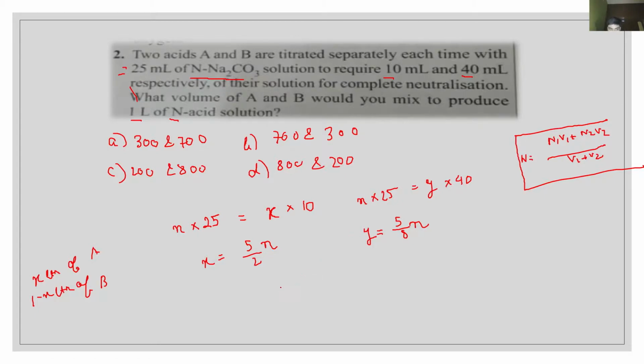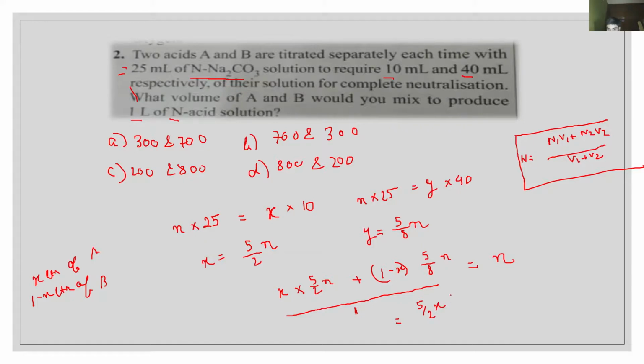So how much have you taken? X liter of A into 5 by 2 normal. And how much B have you taken? 1 minus X. And what is the normality of B? 5 by 8 N. What is the total volume? 1 liter. Okay, that equals how much normal? N normal. So simple, right? At first the question was looking so dangerous, now it has become so simple.